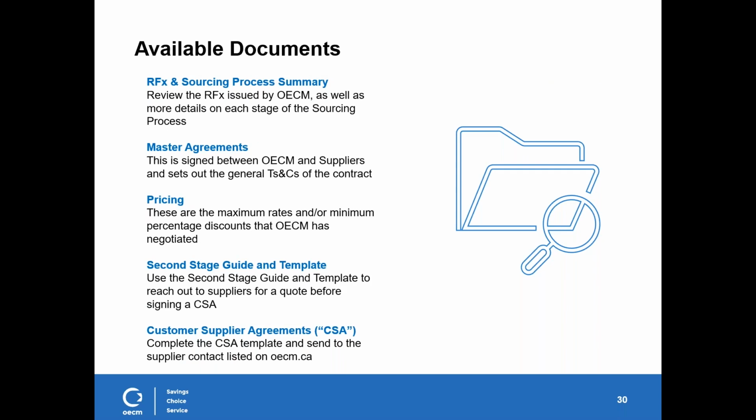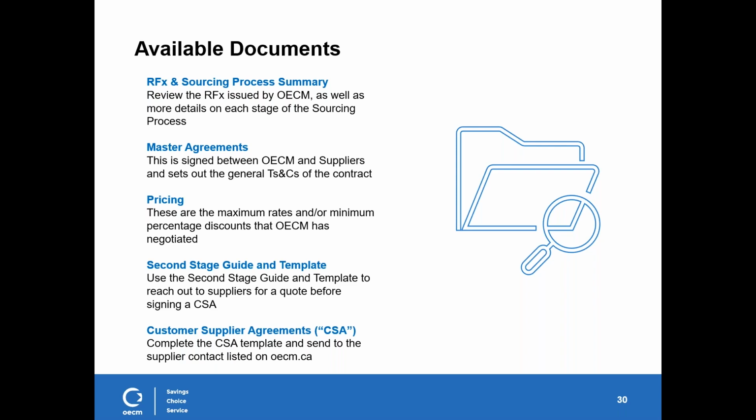To expand a bit on the available documents, we have the RFX documents, which were issued by OECM. Since these are public documents, they can be downloaded without logging into our website. We also have a file called the Sourcing Process Summary, which provides additional details as to what stages there were on the RFX and general information of the sourcing process OECM took to award our suppliers under a specific project.